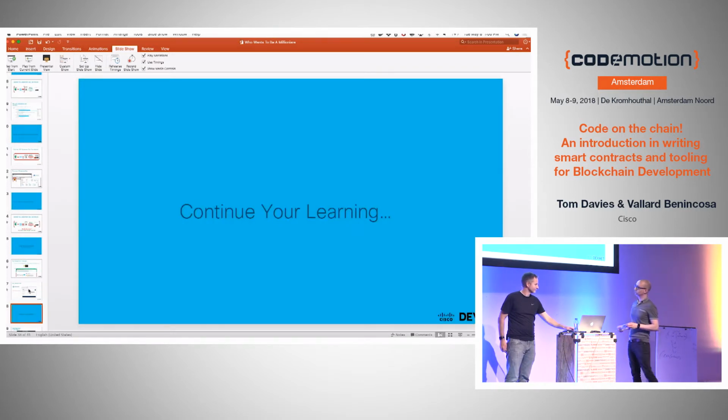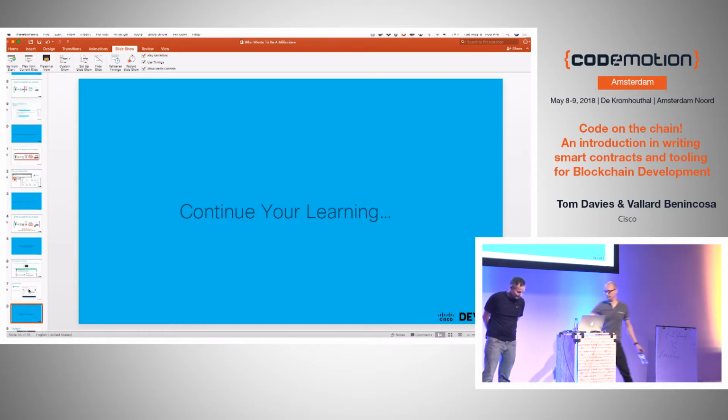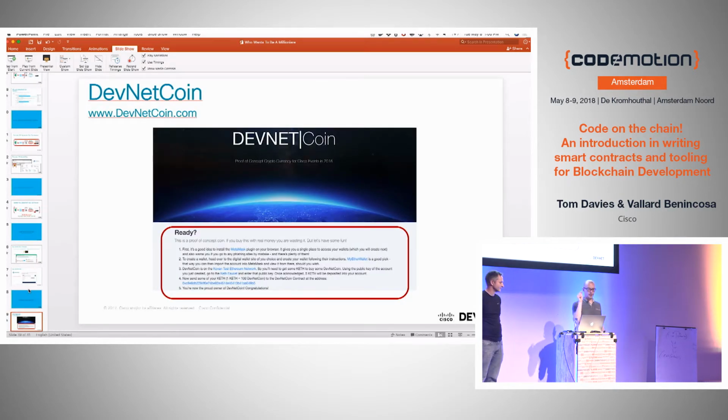So if you want to continue your learning, there's two things you can do. Hit those instructions, buy some DevNet coin, get a feel for how transactions on the blockchain work, get your first account up and running if you don't have one, read things like MetaMask and MyEtherWallet to understand the pitfalls and how to avoid them, and then start downloading these free tools that we've shown you in these toolchains to actually start writing your own first contract, create your own first token, have a play, see how it goes.